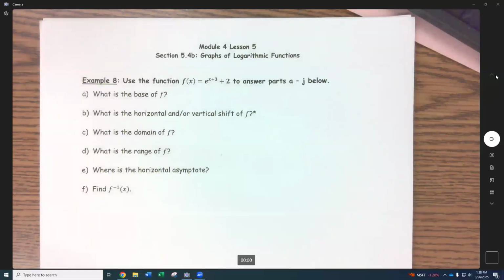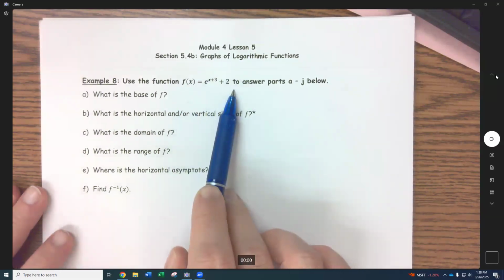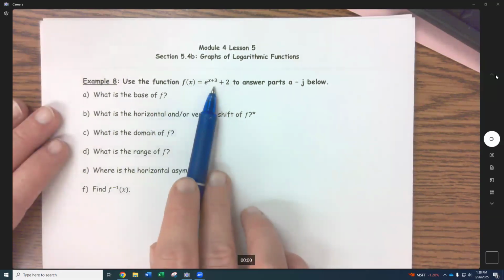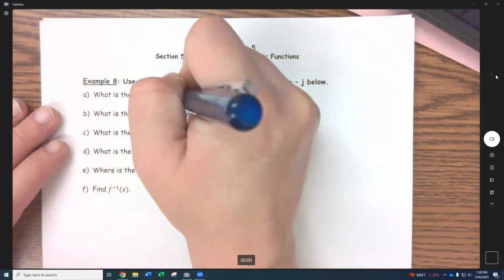Our last example, this is how your homework will end, with giving you an exponential. Up until this point, we've been given nothing but logs. So now we're starting at exponential. So what is the base of this exponential? This is the base of e.